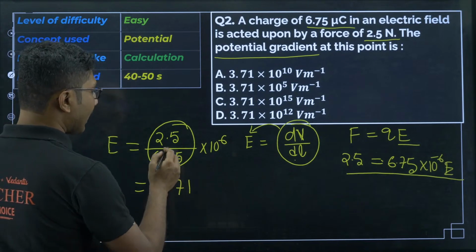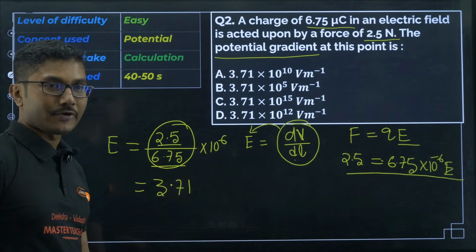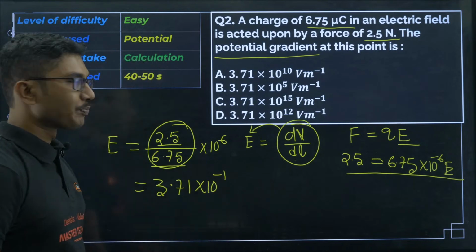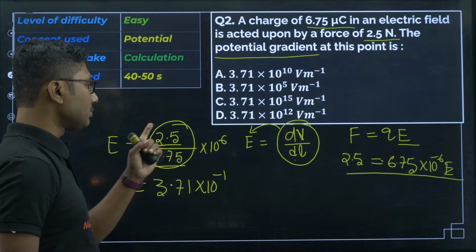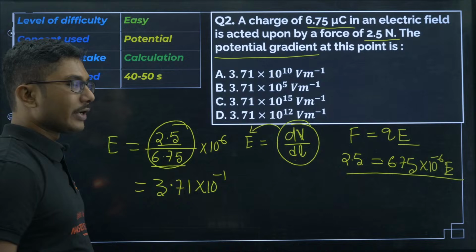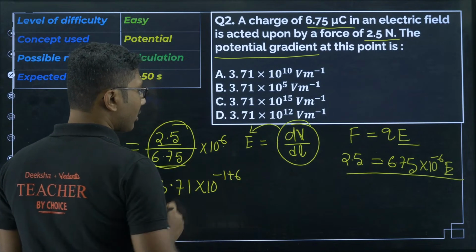The only thing you have to be careful about: 2.5 divided by 6.75 means there will be an extra 10 to the power of minus 1, because you are dividing a smaller number by a larger number. So if you want to adjust, you have to adjust it with 10 to the power of minus 1.